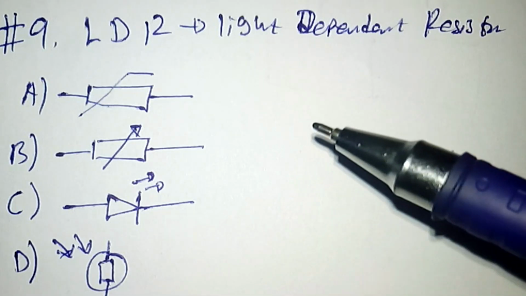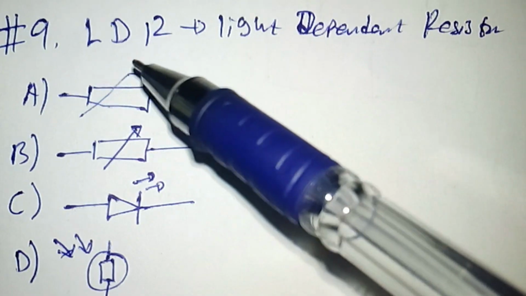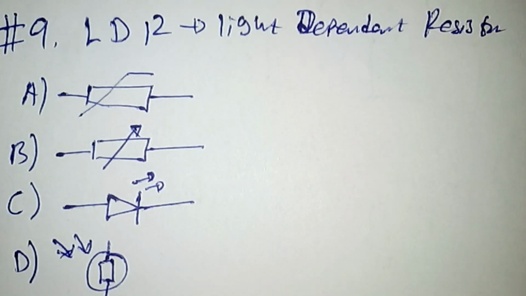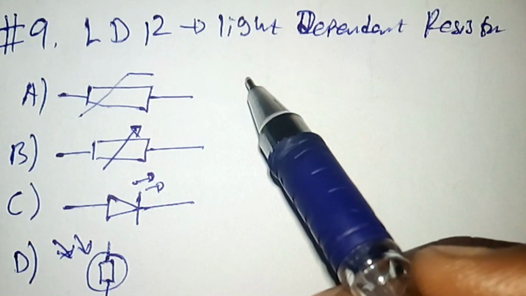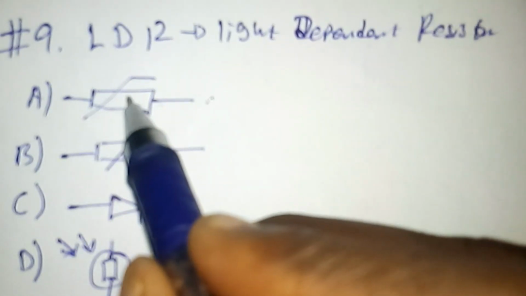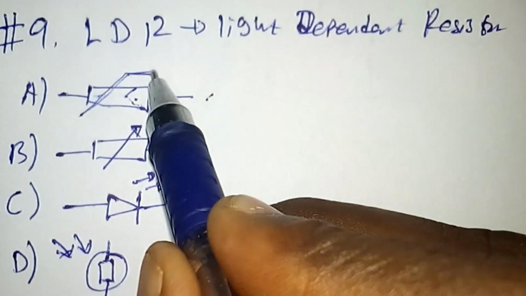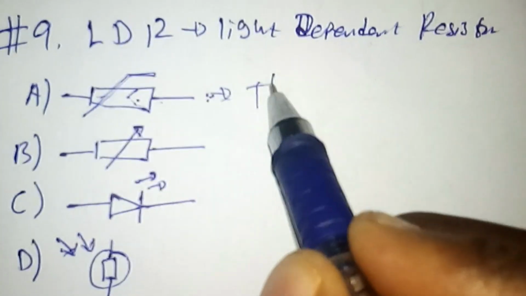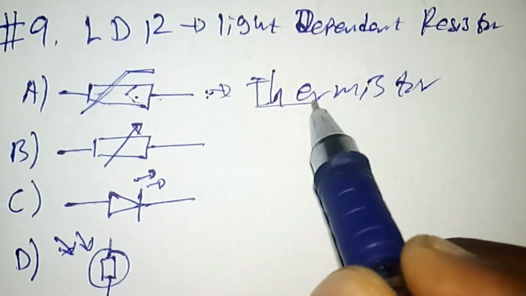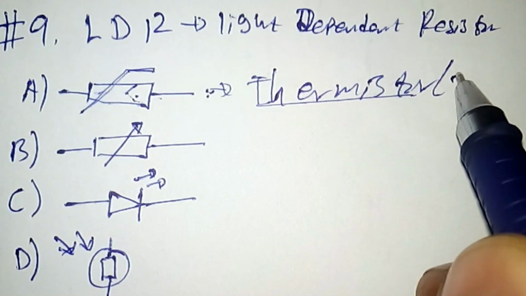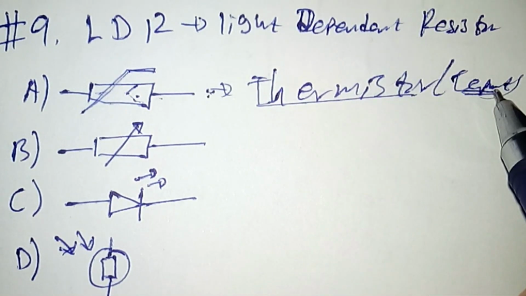So which of the following diagrams represents the LDR, or light dependent resistor? That means the resistor whose value varies with the light, or the amount of resistance increases or decreases with the light. On alternative A, we see that this is a resistor, but we have some symbol like this here. This is what we call a thermistor, a resistor whose value depends on the temperature. As the temperature increases, the resistance decreases.